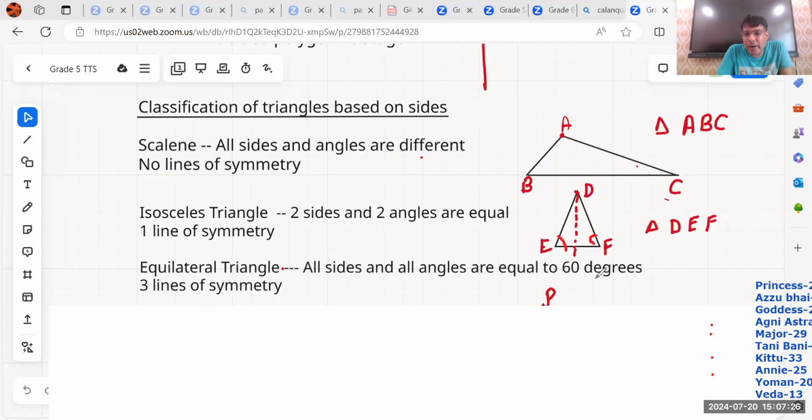Third one is the equilateral triangle. All sides and all angles are equal, 60 degrees each. It has got three lines of symmetry. Not one, not two, but three.